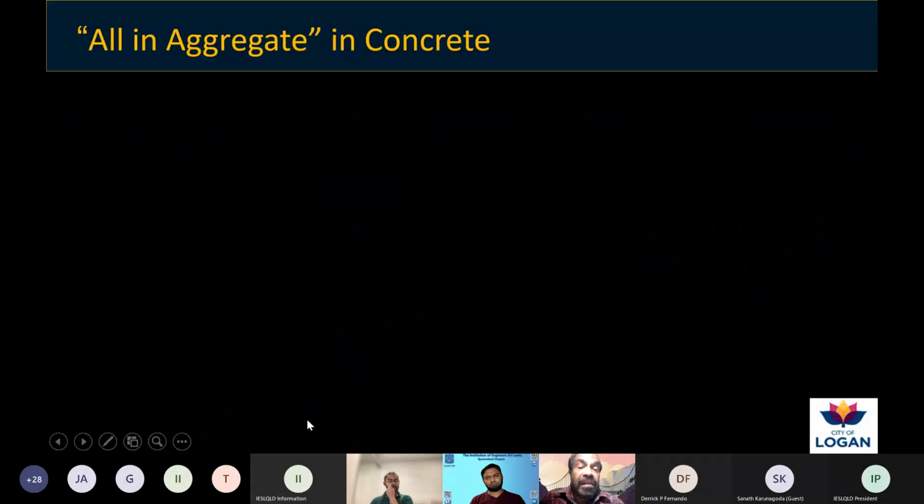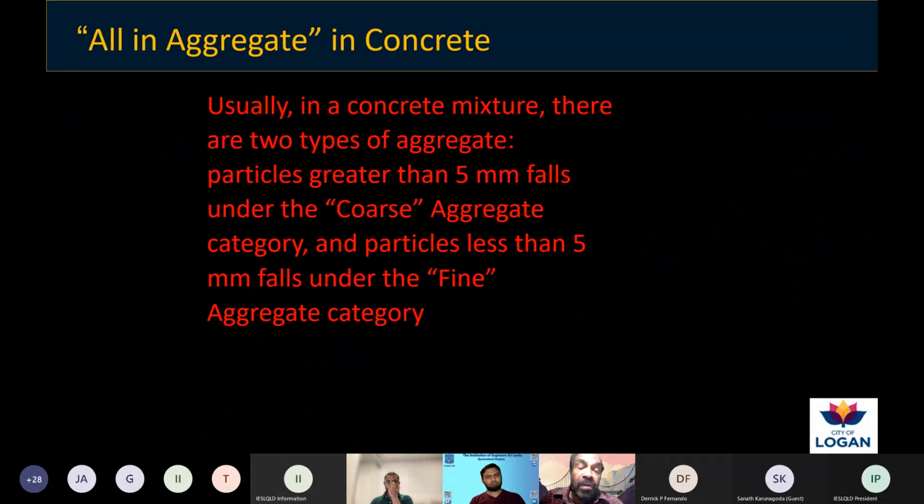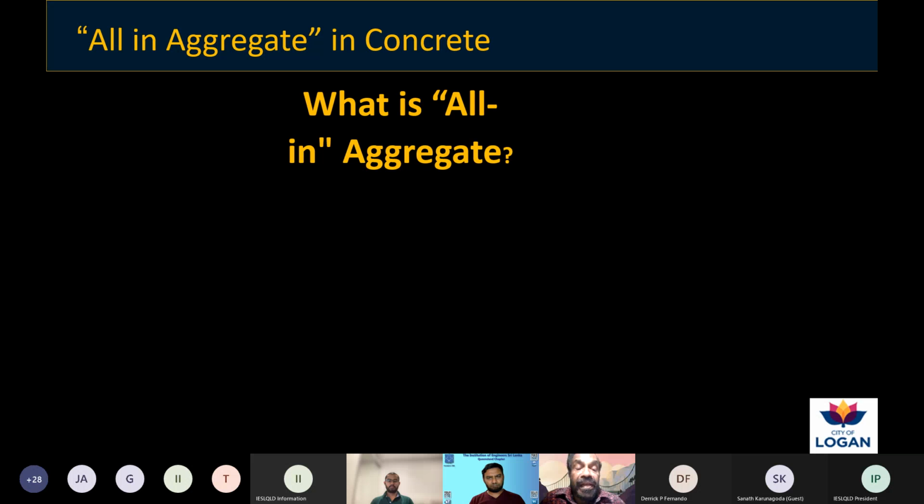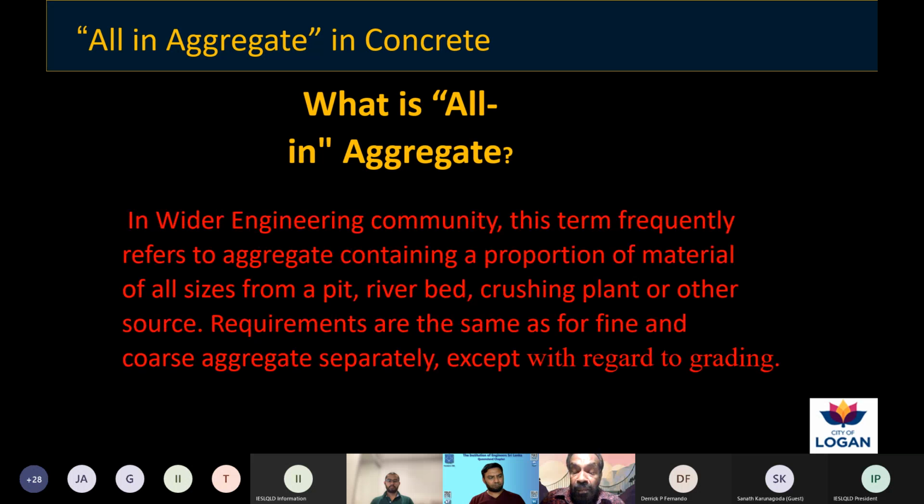And all in aggregate. What does that mean? Normally, concrete has fine aggregate and coarse aggregate. Less than 5 millimeter falls under fine aggregate. More than 5 millimeter is described as coarse aggregate, as you all know. And in all in aggregate, we have both components in one go, one mix. That is called all in aggregate.